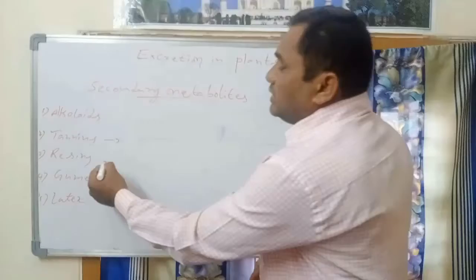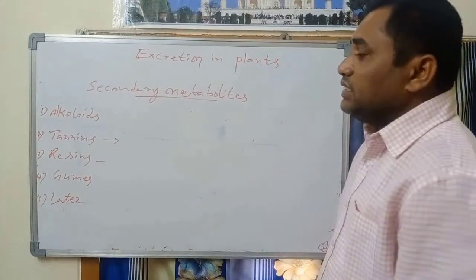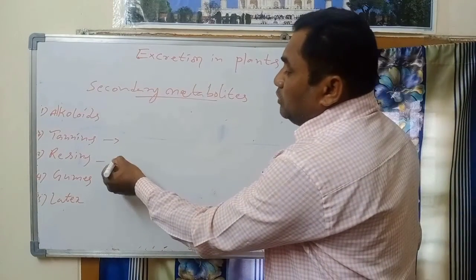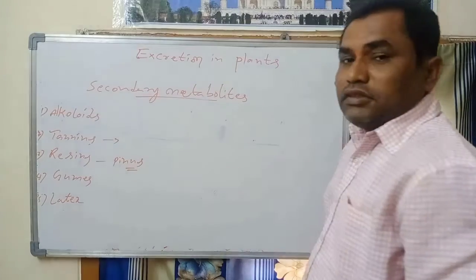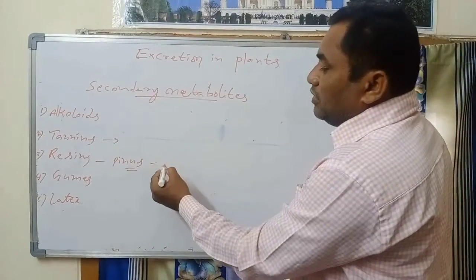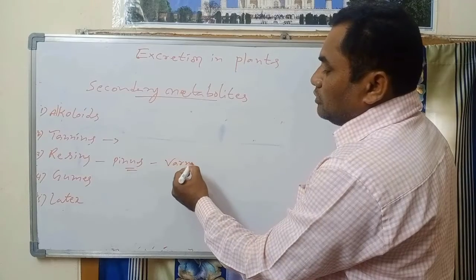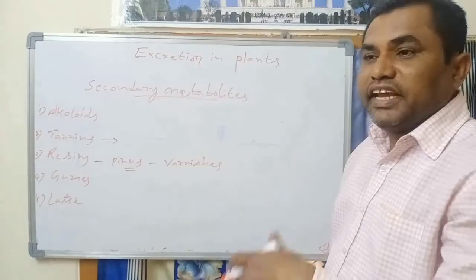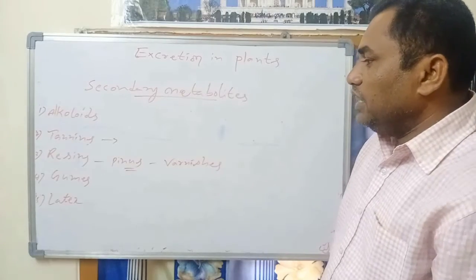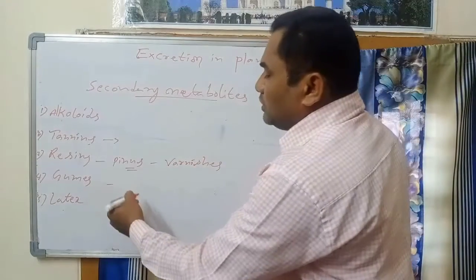Next, go to the resins. Resins are obtained from a gymnosperm plant, pinus. So these resins are used in varnishes, for shining purposes. Let us go to the gums.